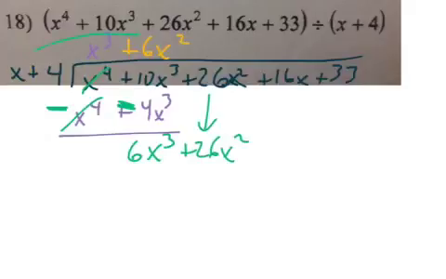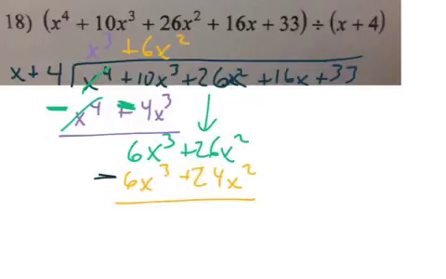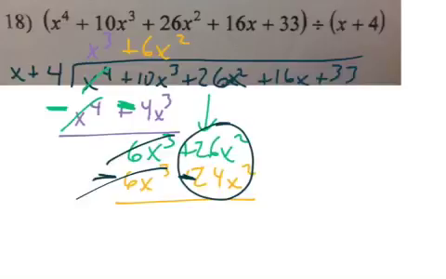Again, last time I'll show this, guys. I'm going to do the distributive property just like that, multiplying it with the x and the 4. If I do that properly, you'll notice I get 6x cubed plus 24x squared. And when I subtract, that 24 becomes a minus as well. Notice 6x cubed minus 6x cubed is 0, and 26 minus 24 is 2x squared. Again, I bring down my next term.